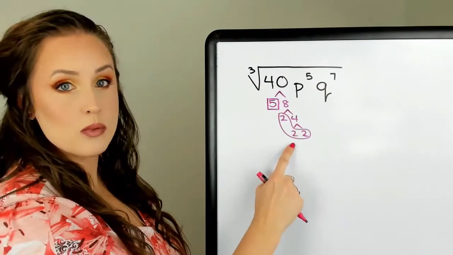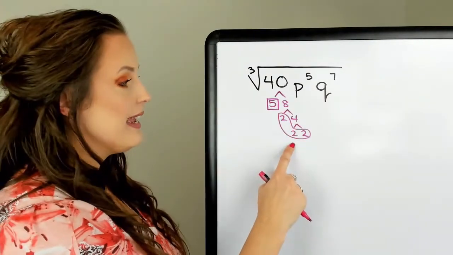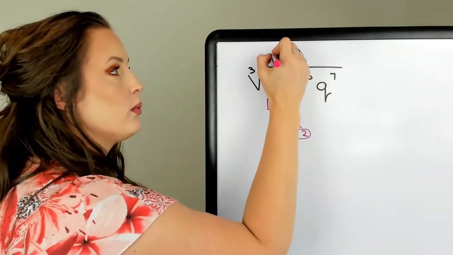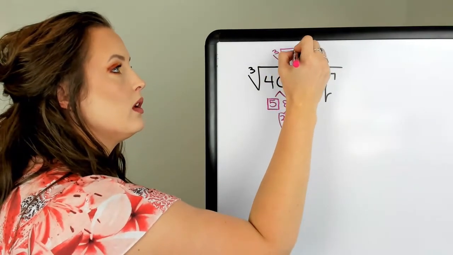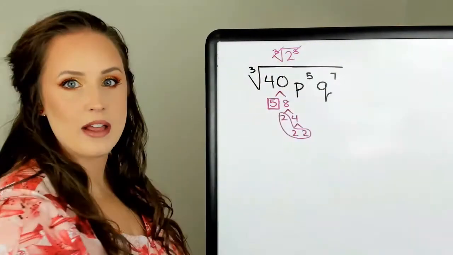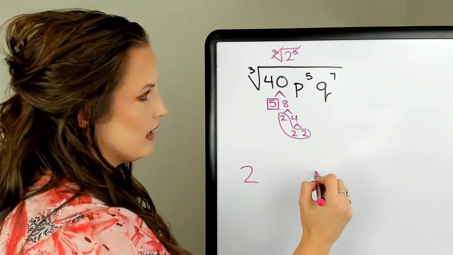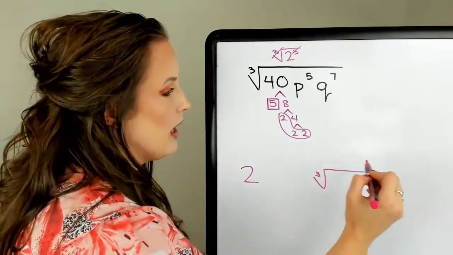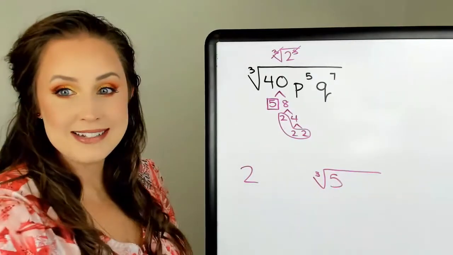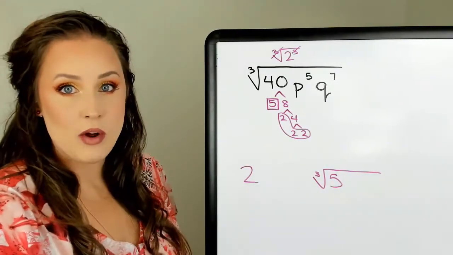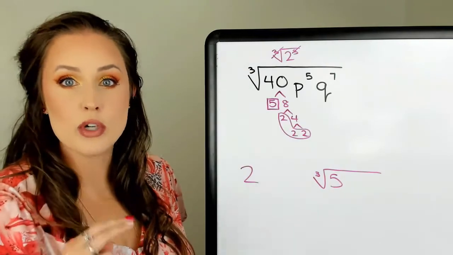Now again, the reason we're only going to write a single 2 is because technically it's the cube root of 2 cubed, and that cancels. Therefore, we just write a single 2 on the outside. So we're going to have a 2 on the outside, keep your cube root, and the 5 is going to go on the inside. So now with the p's, again, we're looking for groups of 3, or triples.